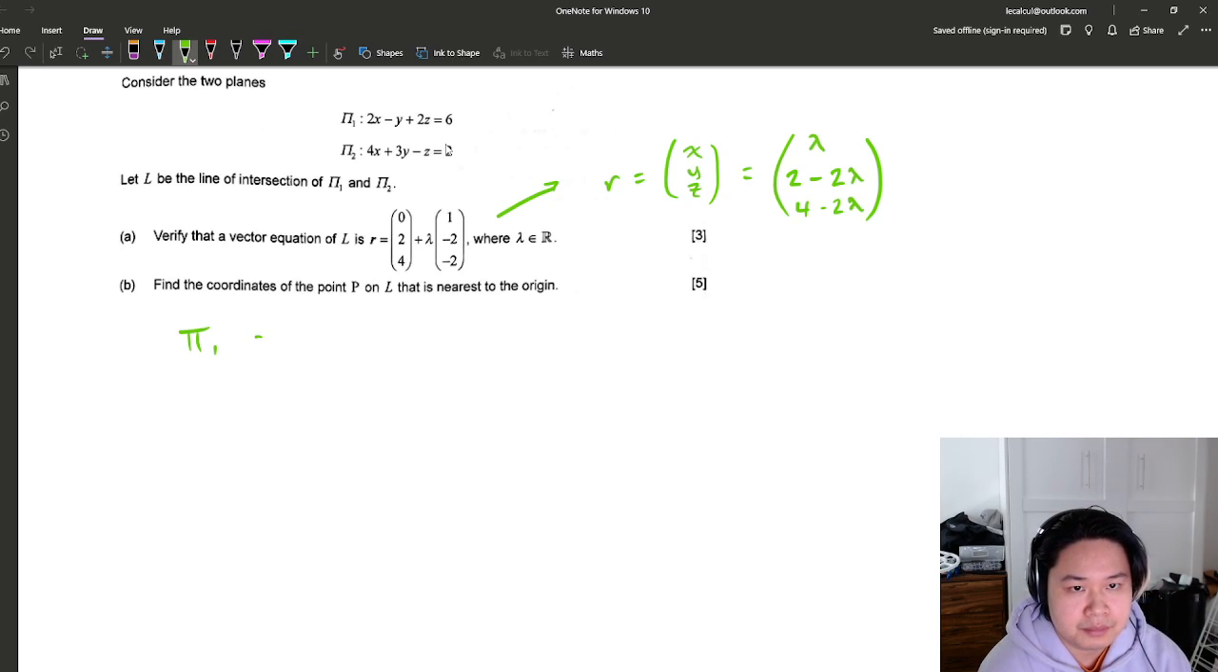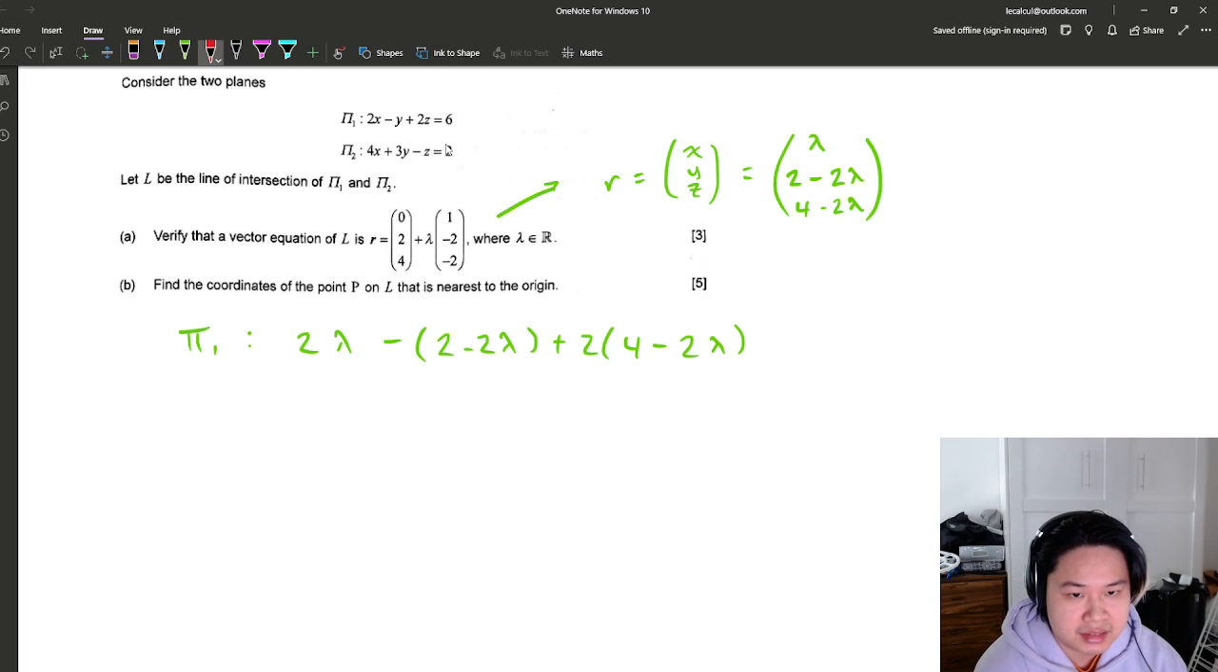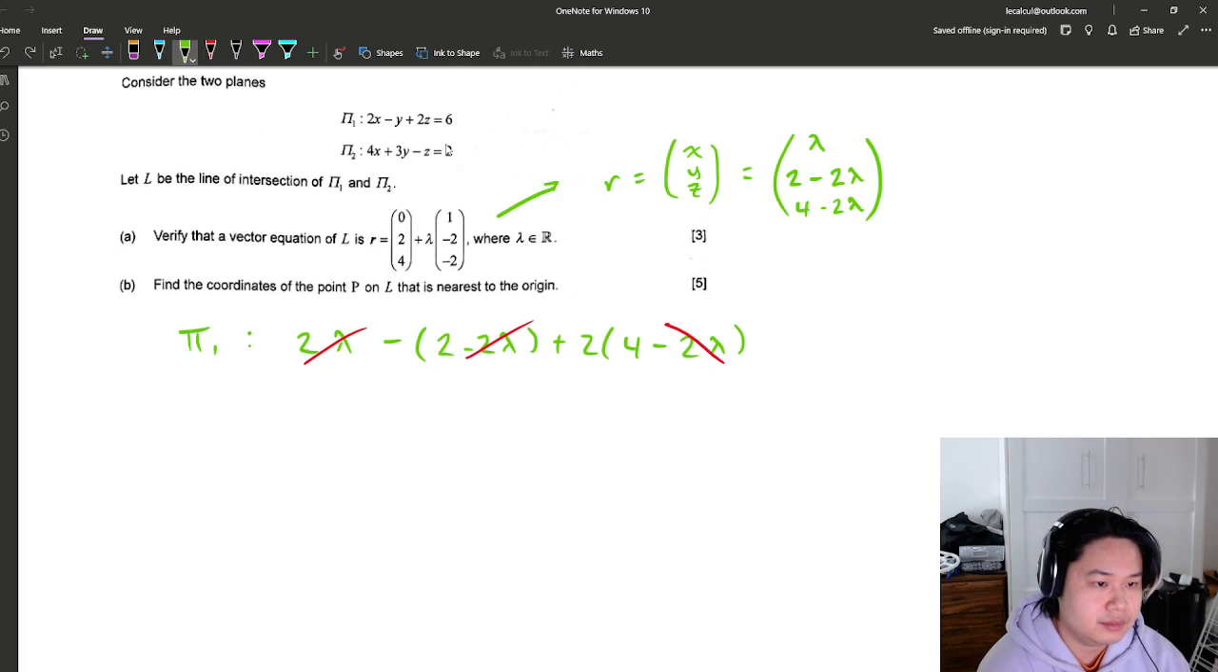So for plane 1, 2 times the x, which is lambda, minus y, which is 2 minus 2 lambda, plus 2 times z, 4 minus 2 lambda. Okay, and then if you simplify this, it should equal 6. So goodbye 2 lambda. Wait, hold on. Okay, so this makes 4 lambda. That's going to cancel with that one. So you get negative 2 minus 8. Yeah, so then this is equal to 6. Okay, so this is good. This means that L is in the first one.